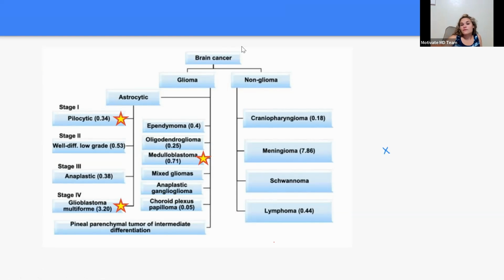The president's son died from glioblastoma. Yeah.